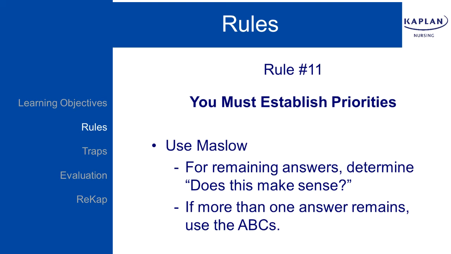Now, one of the things I want to point out to you is the order in which we did this. The first thing we did was we determined what was physical, what was psychosocial. We eliminated all the psychosocial. The second thing we did with our remaining answer choices is to say to ourselves, does this make sense? And then the third thing was to go to the ABCs.